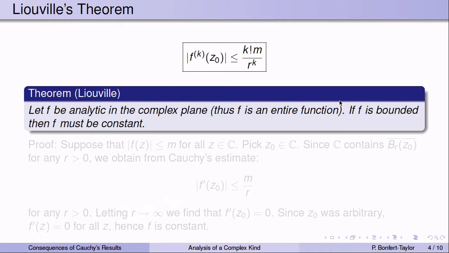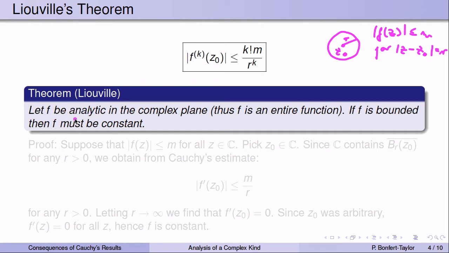One of them is Liouville's Theorem. So here I'm just reminding you of the estimate we just proved. We proved that the kth derivative of f at z0 is bounded above by k factorial times m over r to the k, provided that we had this circle of radius r centered at z0 that fits inside the domain in which f is analytic, and that f of z is bounded above by m for z minus z0 equals r on the boundary of that circle.